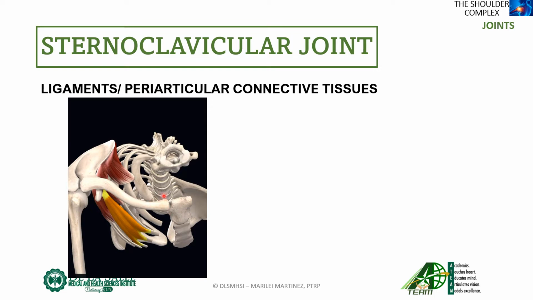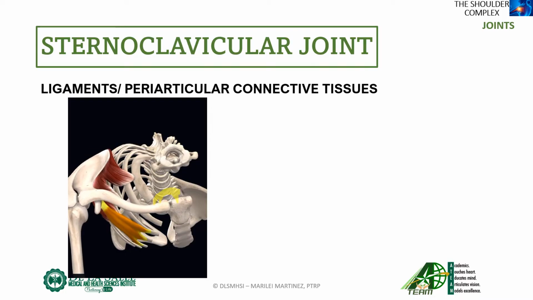Why? Because the posterior sternoclavicular ligament is located here. So, if it is located here, it will prevent that. It will limit excessive protraction of the clavicle.